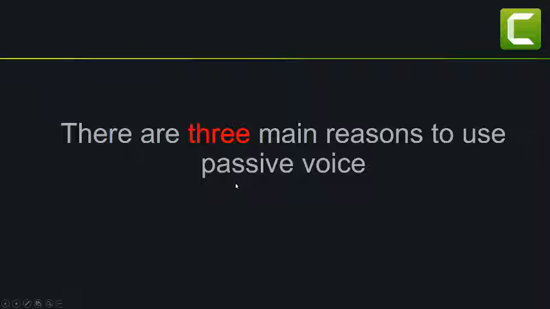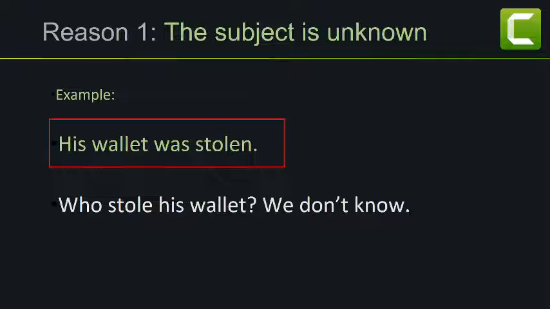Mostly my students ask me, what are the main reasons to use passive voice? Yes, there are three main reasons to use passive voice. First reason is when the subject is unknown. His wallet was stolen. Who stole his wallet? We don't know. Or we don't want somebody to know it.